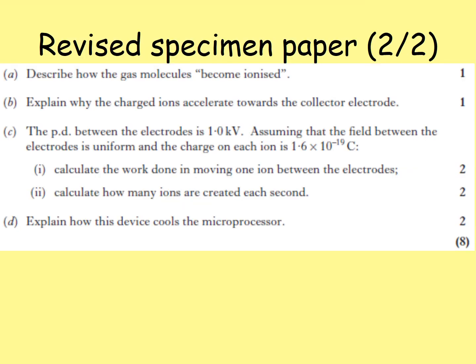Here are our questions. Describe how the gas molecules become ionized. Explain why the charged ions accelerate towards the collector electrode. The potential difference between the electrodes is 1 kilovolt, assuming that the field between the electrodes is uniform and the charge on each ion is 1.6 times 10 to the negative 19 coulombs. Calculate the work done in moving one ion between the electrodes. Calculate how many ions are created each second, and explain how the device cools the microprocessor. So you can have a shot at this yourself if you pause the video, and on the next slide we'll explain the answers.